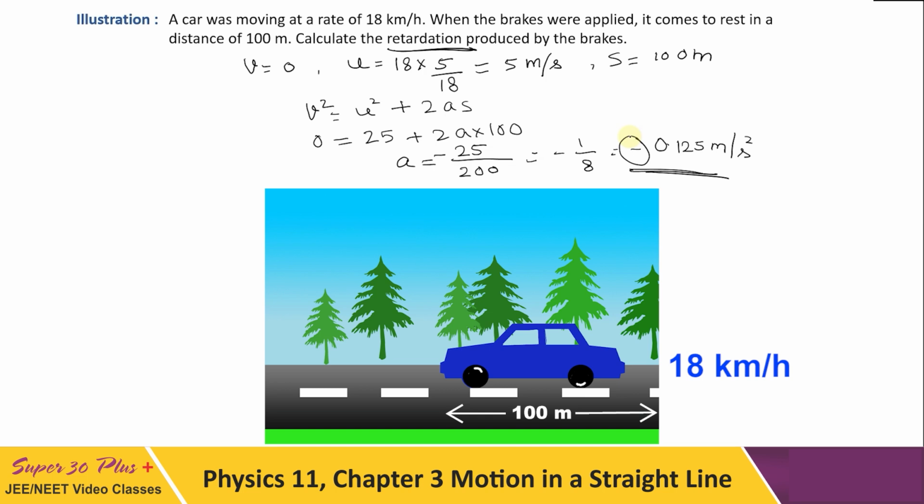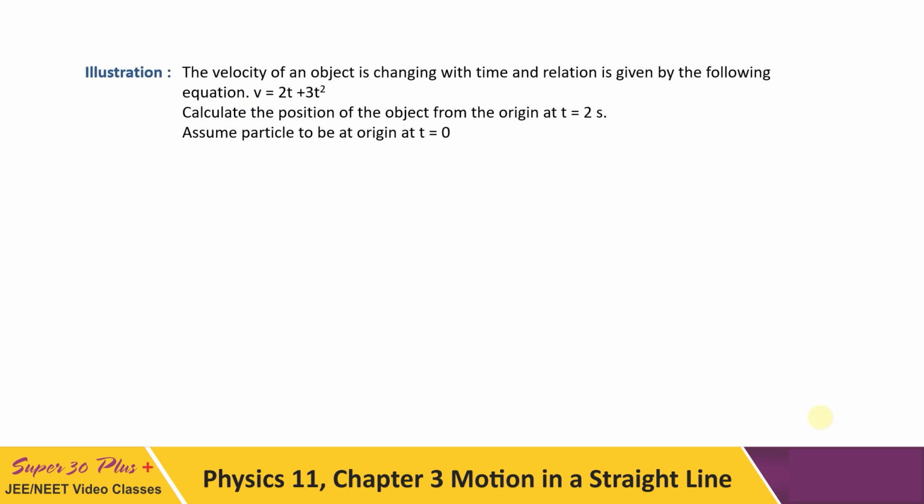But if it asks for acceleration, then you have to write with minus sign, and generally both options will be there in the question in your exam. So it will be plus and minus. If it is asking for retardation, just write without the sign, and if it is asking for acceleration, write with the sign. Will you remember this? Okay, let us move. Now come to one more illustration.